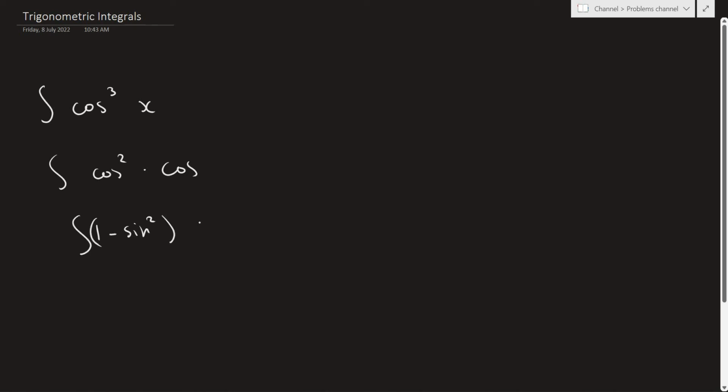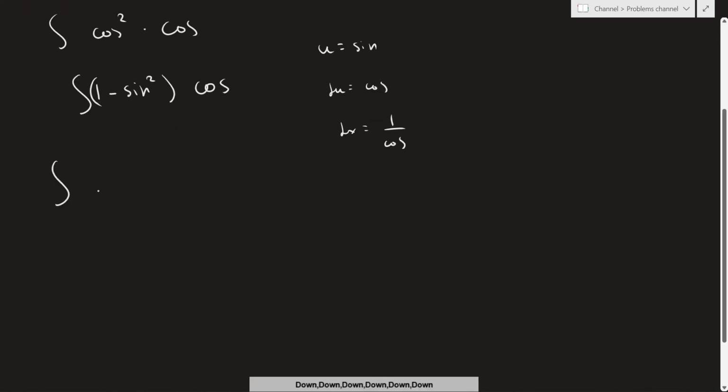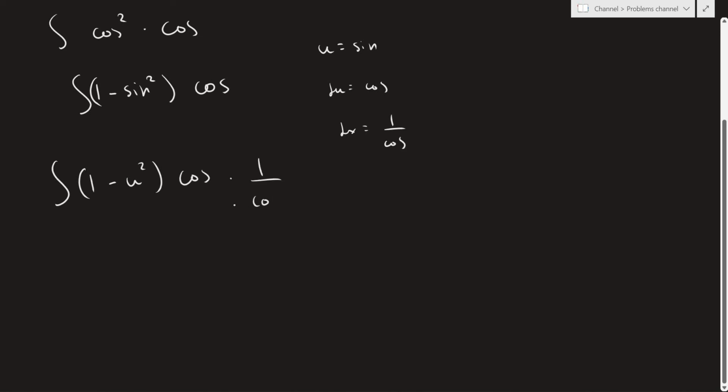Now I'm going to take a u, but which one? If we take cosine as u, du will be negative sine, and dx will be 1 over negative sine, which will only complicate stuff. I need the u to help me cancel one of these, cosine or sine. So let's take sine now. Du will be cosine, and dx will be 1 over cosine. So when we write 1 minus u squared, it's going to help me cancel cosine, because it's going to be 1 over cosine here, and these can be cancelled.